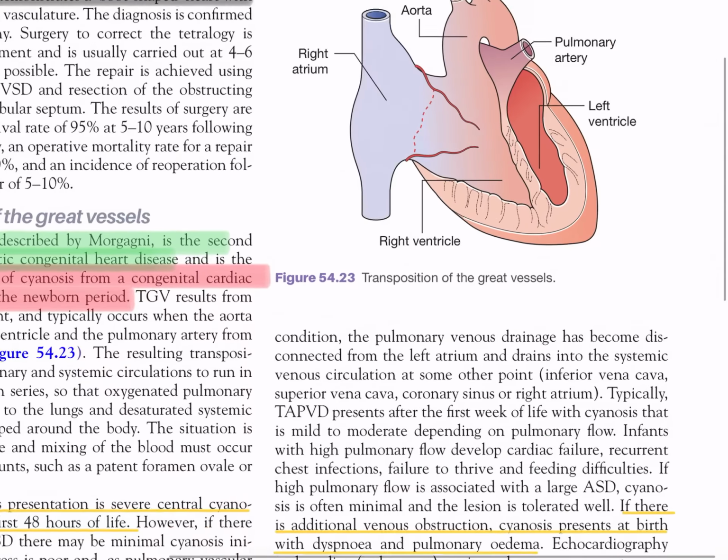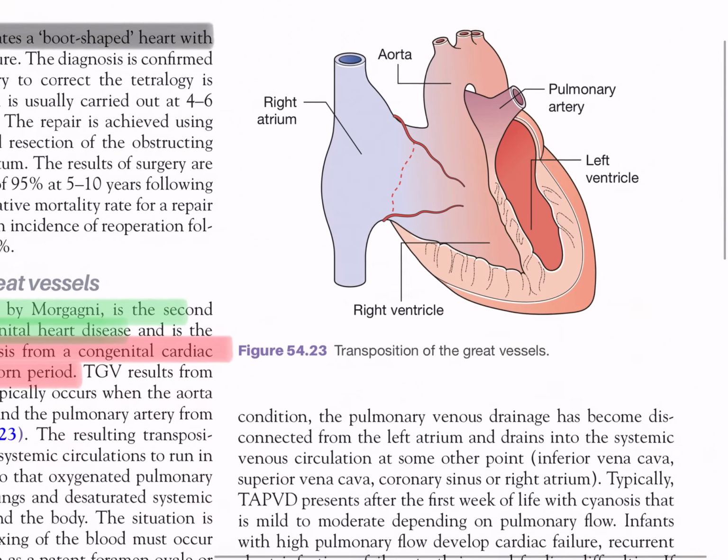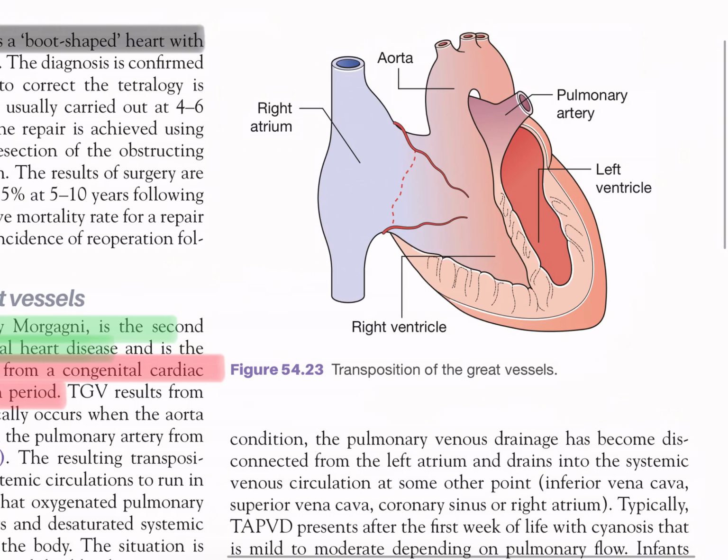Okay, first, before that, we'll see the transposition of great vessels. In this, we can see the right ventricle opens and supplies the aorta to the body again, and the left ventricle opens into the pulmonary artery.